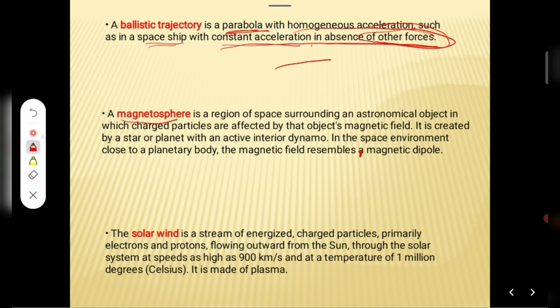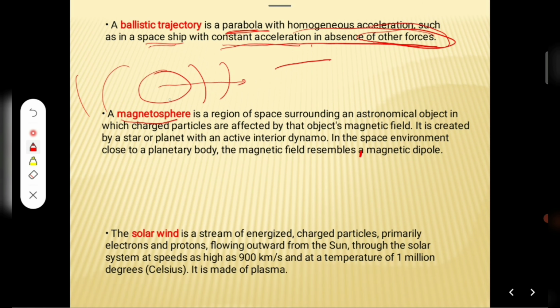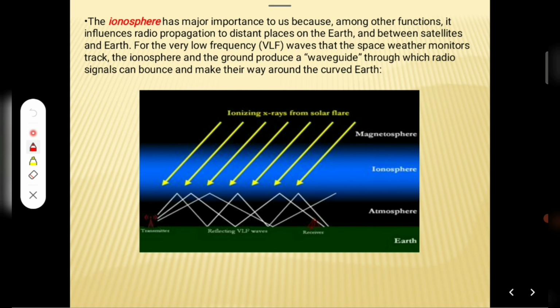Another term we saw is magnetosphere. The magnetosphere is the magnetic field of a planetary body. Like the Earth has a geomagnetic field, the range up to where the geomagnetism of the Earth occurs is known as the magnetosphere of the Earth. And solar winds are the solar particles that are released by the sun. They are highly energized and charged particles, and their speed is around 900 kilometers per second. This is not important, it is only for general knowledge, general understanding.